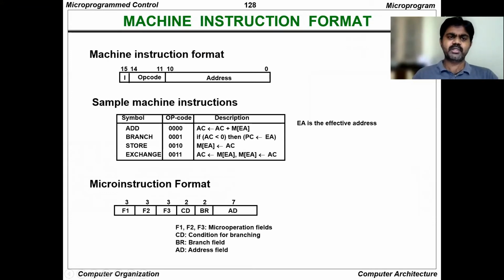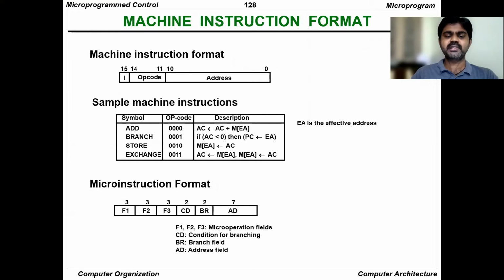Machine instruction format. So what is machine instruction format? As we know, the address is from 0 to 11, the opcode from 11 to 14, and the I bit is the 15th bit. But here the machine instruction format takes 0 to 10 as address, that is 11 bits. Normally 0 to 11 is address, but here it is 0 to 10. From 11 to 14, that means the 11th, 12th, 13th and 14th bits, these 4 bits occupy the opcode, and the 15th bit is the I bit. Here I decides whether it is direct addressing or indirect addressing.